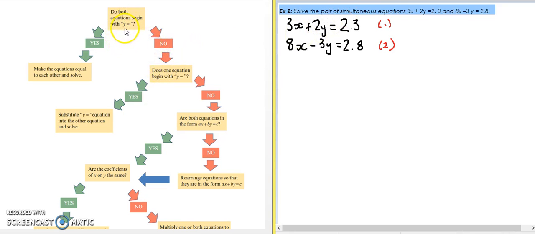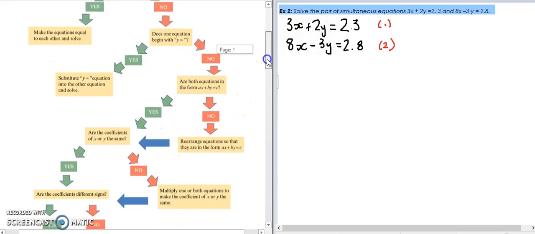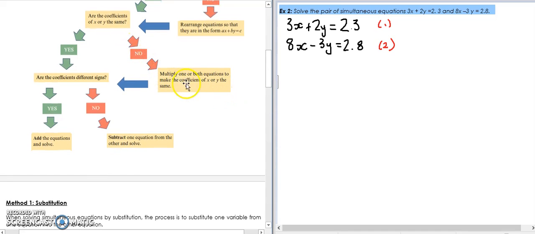Do both equations have a y equals? Nope. Does one equation begin with y equals? Nope. Are both equations in the form ax plus by equals c? Yes, they are. Are the coefficients of x or y the same? In other words, are these two numbers the same or are these two numbers the same? In this case, it is no. So we have to go to no.